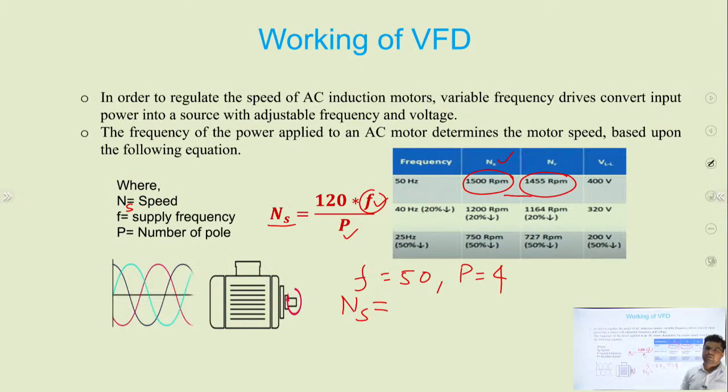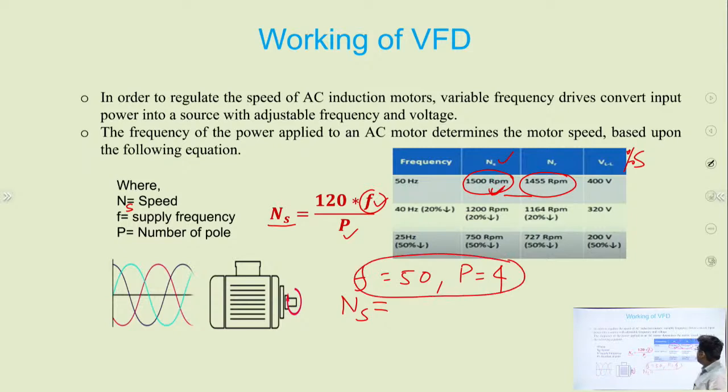Slip is calculated as NS minus NR upon NS, so we can calculate the slip, or percentage slip, also. But at this point I am not focusing on the slip, only on the variations in the speed. So there is a variation of speed from 1500 with this condition.